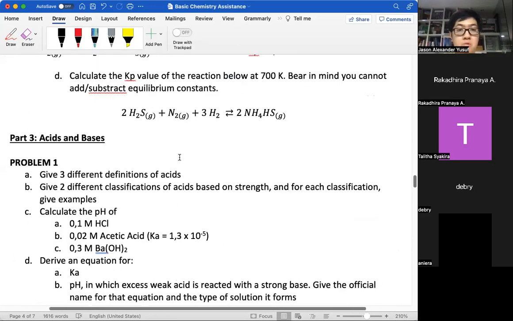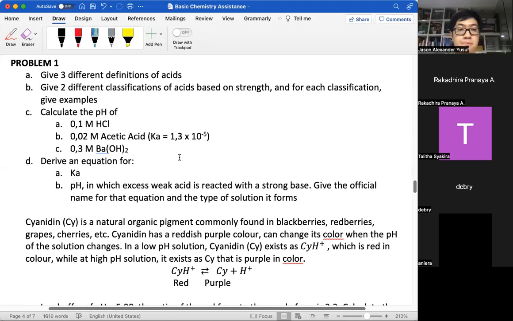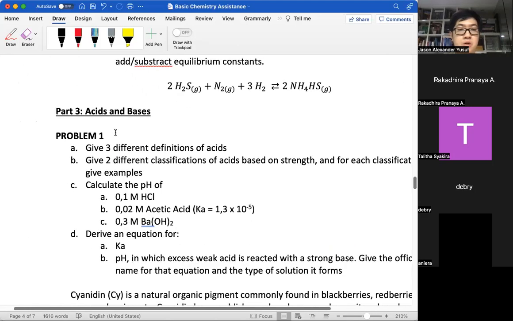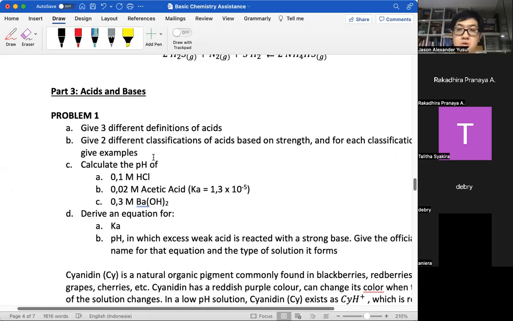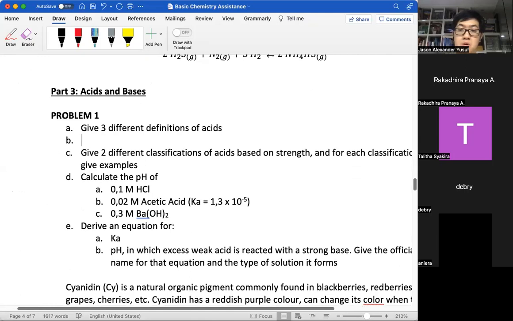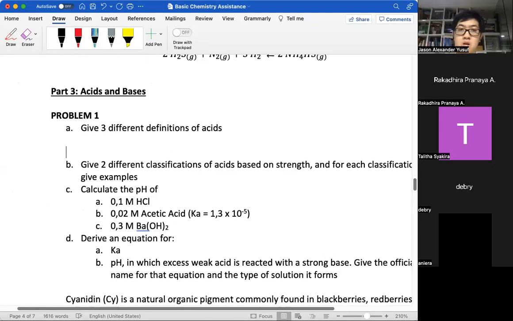Okay, so now we're going to skip this one, or else we won't have enough time. Now the next part is talking about acids and bases, and this is one of the cores of chemistry. And there's a saying that if you master this part of the course, which is acids and bases, we can understand reactions that involve, let's say, organic reactions.